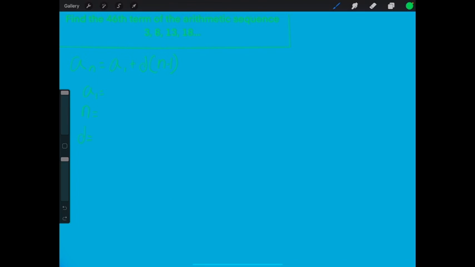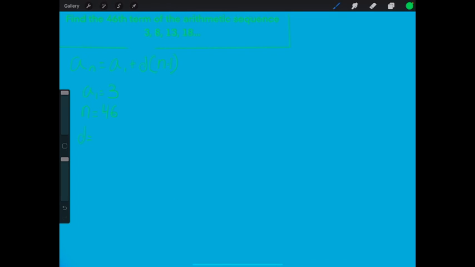The next step is to identify all of the known variables. We know that a1 is the first term in the sequence, and we look at the sequence and see that 3 is the first term. So we write that a1 is equal to 3. Then n is the number that we're trying to find, the 46th term, so we write 46 for n. And then d is the rate of change.